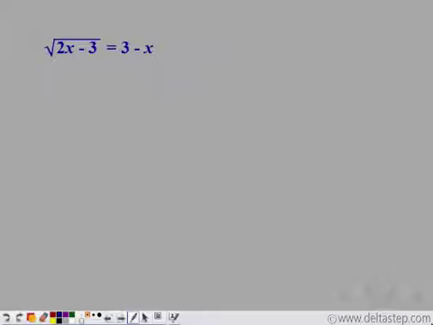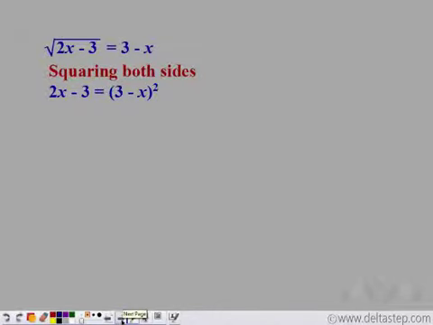But if we square the left hand side, in order to maintain the equality, we need to square the right hand side as well. So we square both the sides of this equation, and squaring this, we get 2x minus 3. Squaring the right hand side, we get 3 minus x whole square. So squaring both the sides of this equation, we get this.